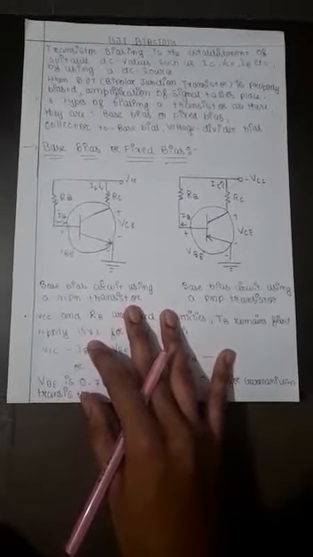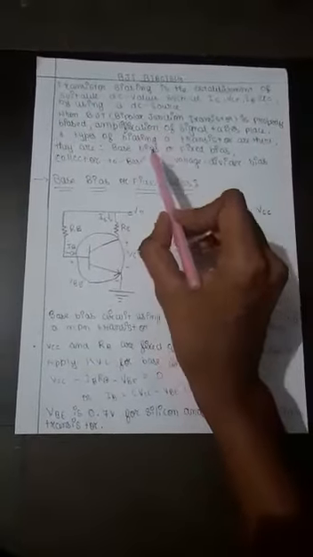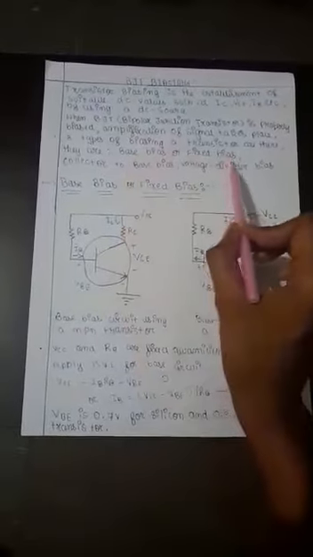Now we will know what is transistor biasing. Transistor biasing is the establishment of suitable DC values such as IC, VCE, IB, etc. by using a DC source. When a BJT is properly biased, amplification of signal takes place. There are three different types of transistor biasing: base bias or fixed bias, collector to base bias, and voltage divider bias. Our topic is base bias or fixed bias.